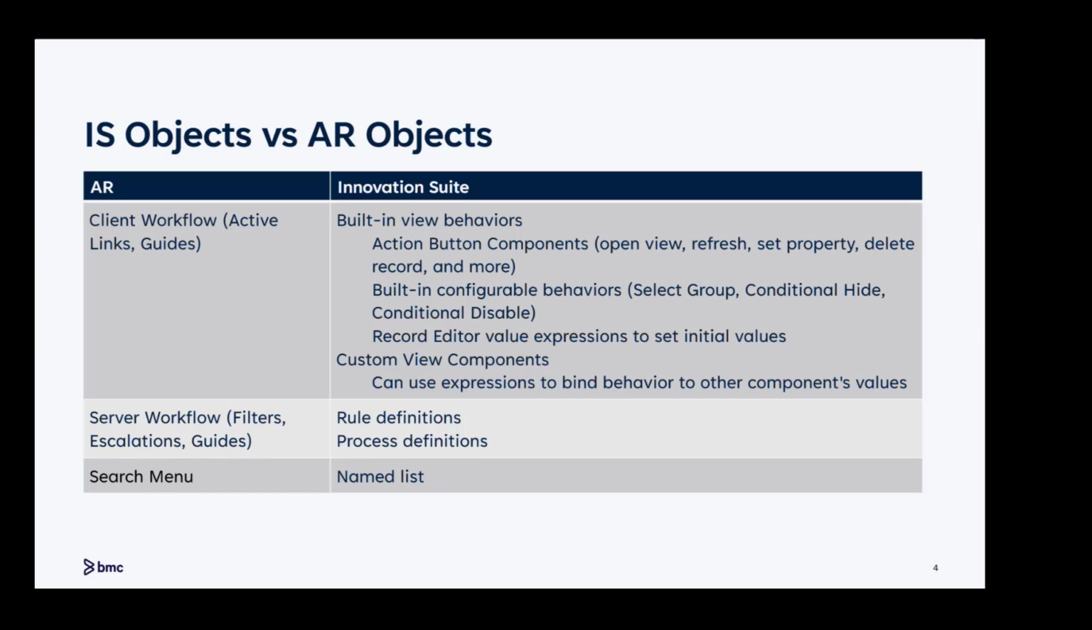And then coming to the server-side workflows, we have filters, escalations, and guides. Similarly, we have rule definitions and process definitions, which are equivalent to rules and filters. They're probably pretty similar, but in hindsight, they're also different. Then we have menus in the AR world, and we have namelists. Menus offer a lot more extensive options, and namelists are maybe quite limited, but these are equivalent. Menus and namelists are equivalent.